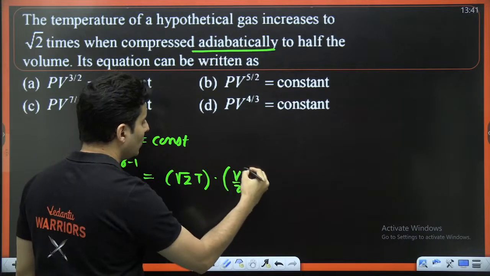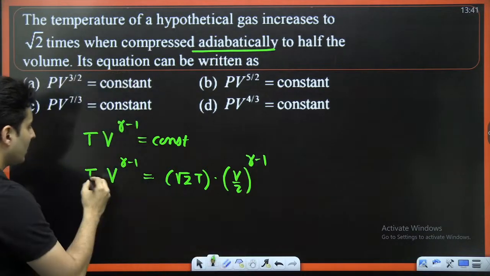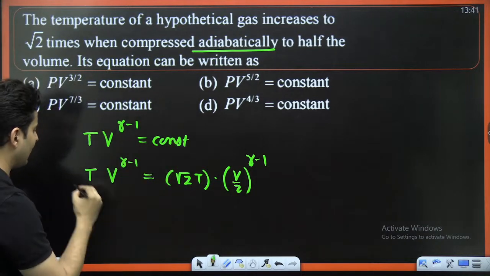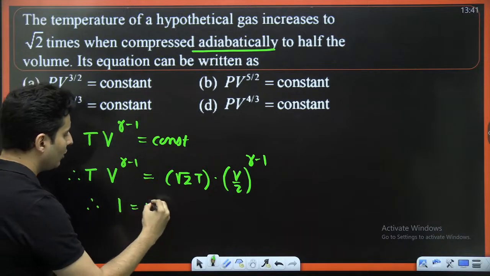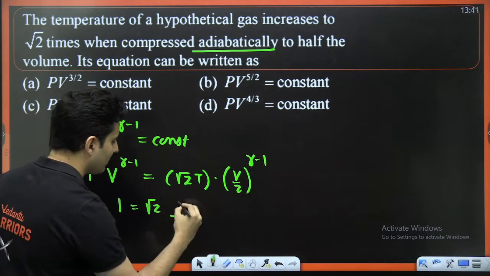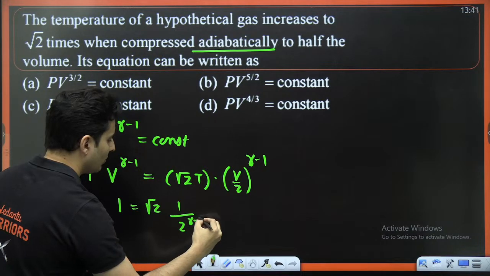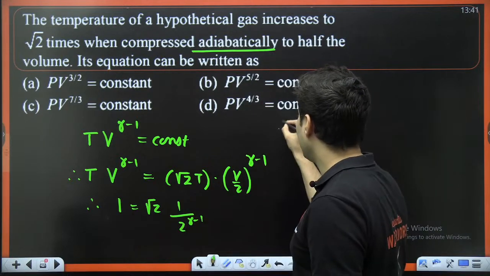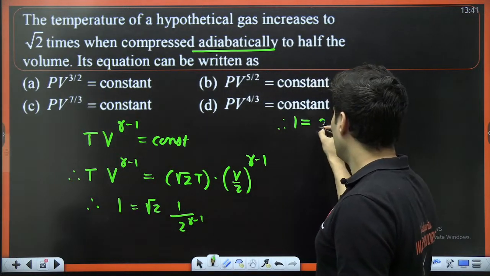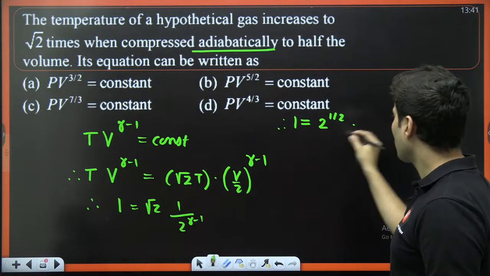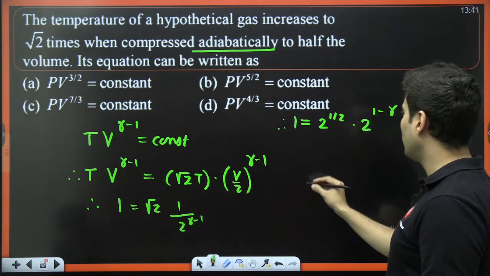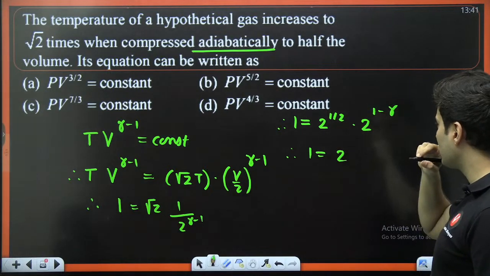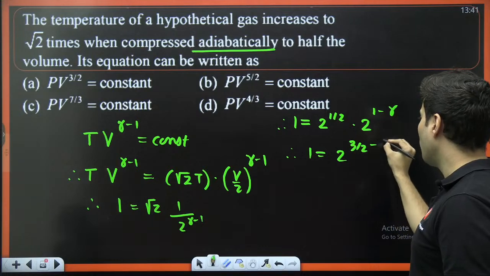So V by 2 raised to gamma minus 1. T cancels. V raised to gamma minus 1 cancels. So 1 will be root 2 times 1 by 2 raised to gamma minus 1. I will bring this to the top and see what I get. So 1 will be 2 raised to half into 2 raised to 1 minus gamma. Therefore, this will become 2 raised to half plus 1, which is 3 by 2 minus gamma.